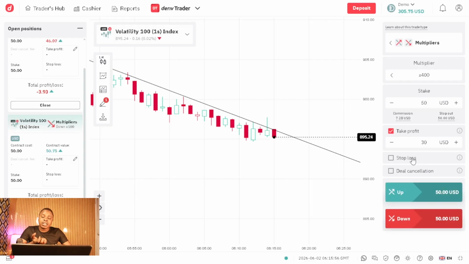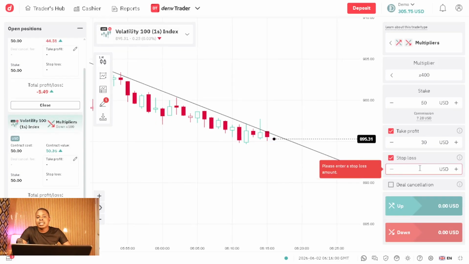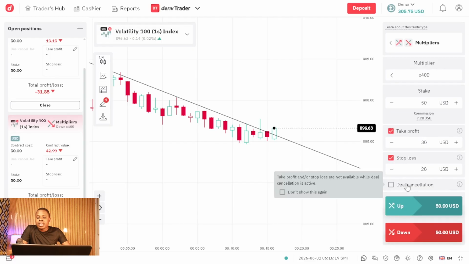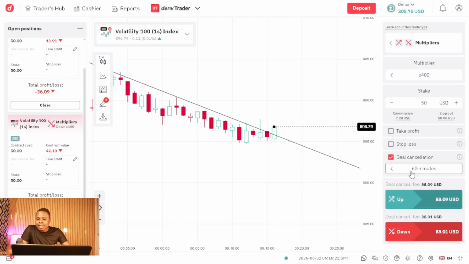Obviously, if you have a take profit, you also have a stop loss. On the stop loss, you can say, how much money am I willing to risk here? Obviously, you already have risked the $50, but you might say, okay, if the trade is going against me and I lose like $20, I want to get out because the trade is going in the different direction. You just select it right here, and then you have what is called deal cancellation.